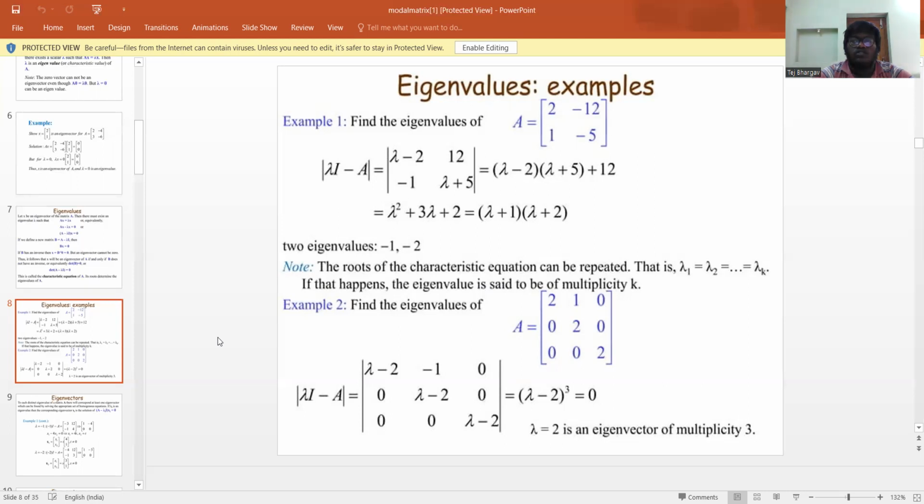Example 2. Find the eigenvalues of A is equal to 2, 1, 0, 0, 2, 0, 0, 0, 2. Lambda I minus A is equal to lambda minus 2, minus 1, 0, 0, lambda minus 2, 0, 0, 0, lambda minus 2. The determinant is lambda minus 2 whole cube is equal to 0. Lambda is equal to 2 is an eigenvalue of multiplicity 3.